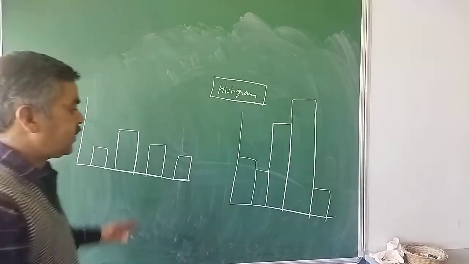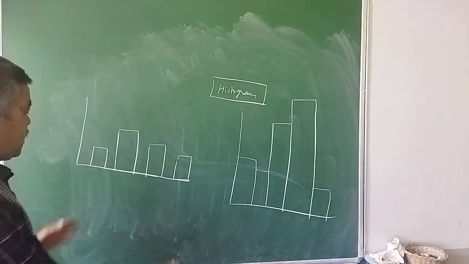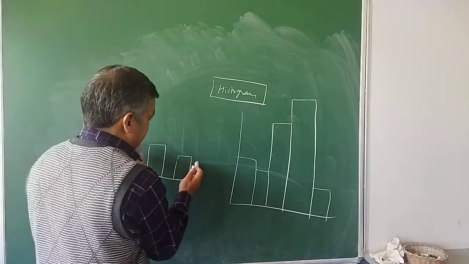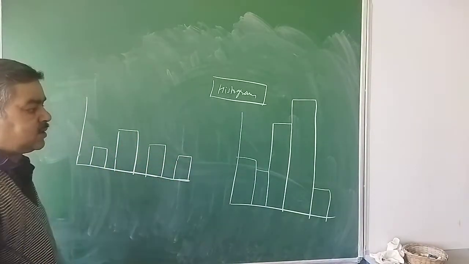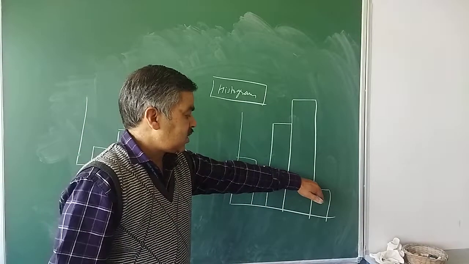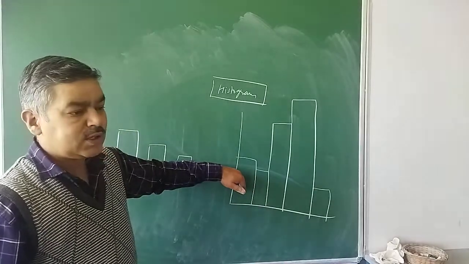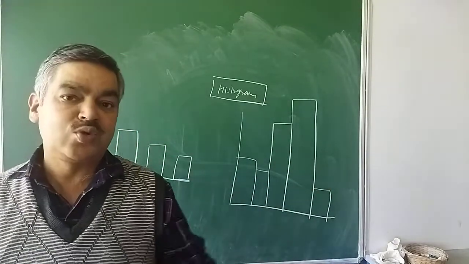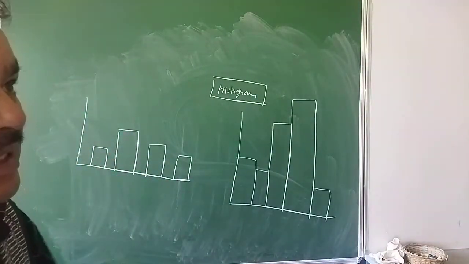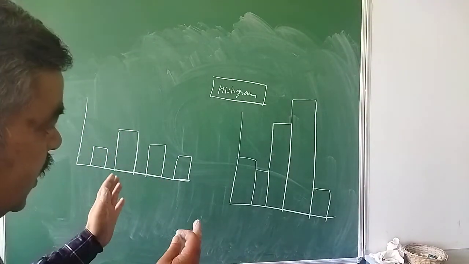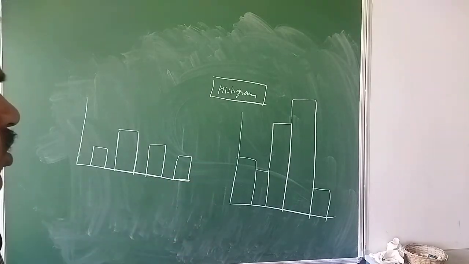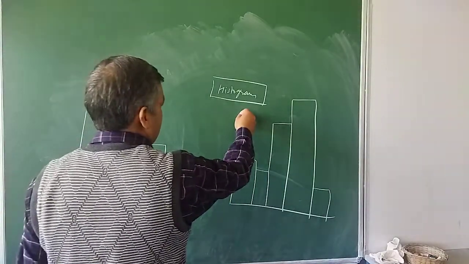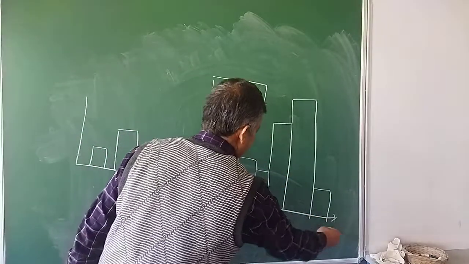What is the difference between the two that you are finding? There is a gap between these rectangles, you can see these bars. When these are kept together, adjoining each other, with no gap between the rectangles, then such a graph is called a histogram. So this is a histogram.